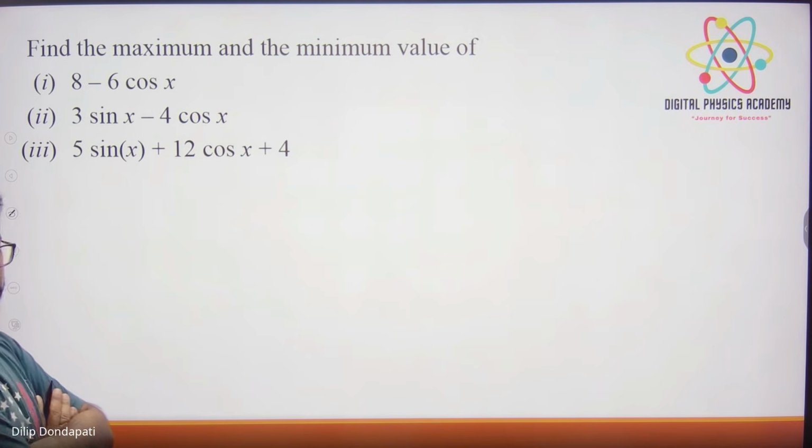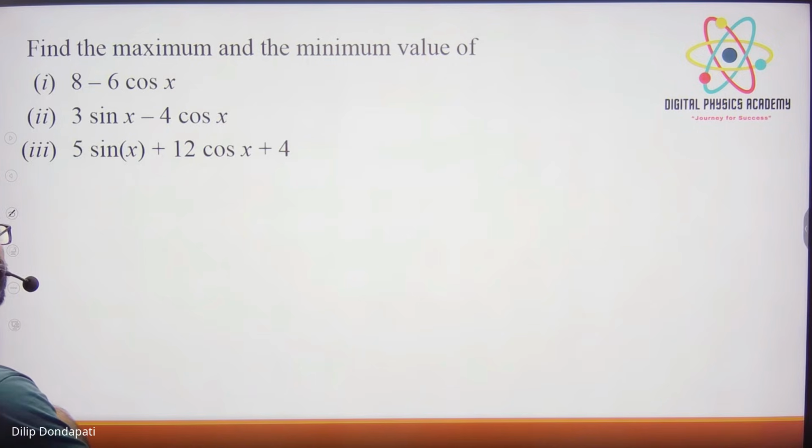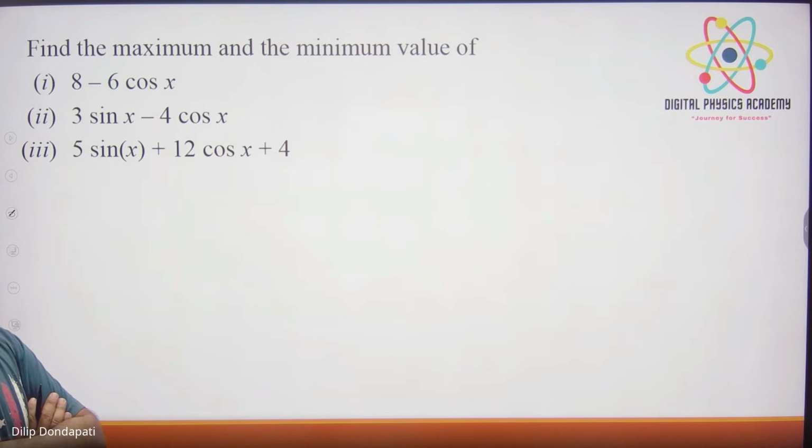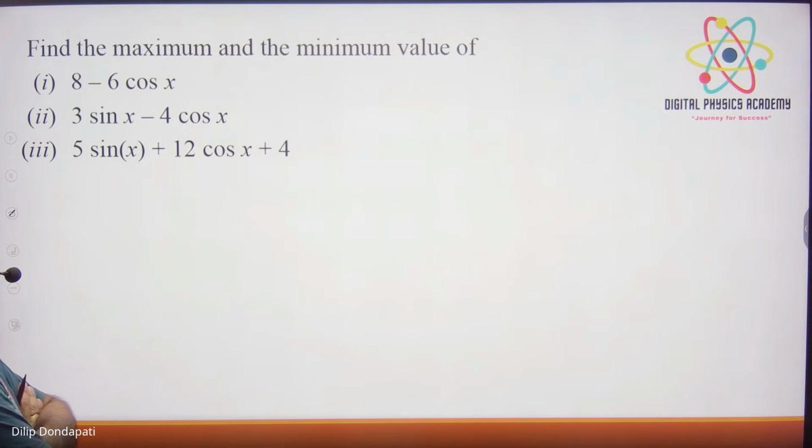First one, you tell. Maximum value is how much? 14. Okay. Minimum value? 2. Okay. You tell, Rehan. Second one. Maximum value is 4, minimum value is 2. Second one only. How much is the second one for you? Sir, 5 and minus 5.